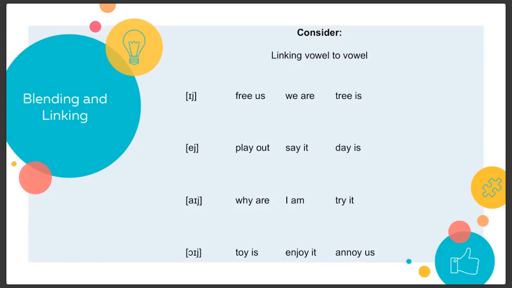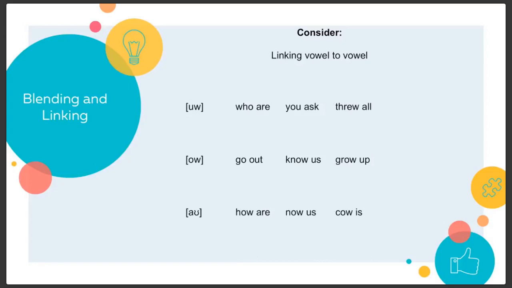We can also say "I, why are, I am, try it." Do you hear it now? Also, we can say "oi, toy is, enjoy it, annoy us." So really listen for that extra y sound between the vowels. Like I said, we can also add the w sound between the vowels.